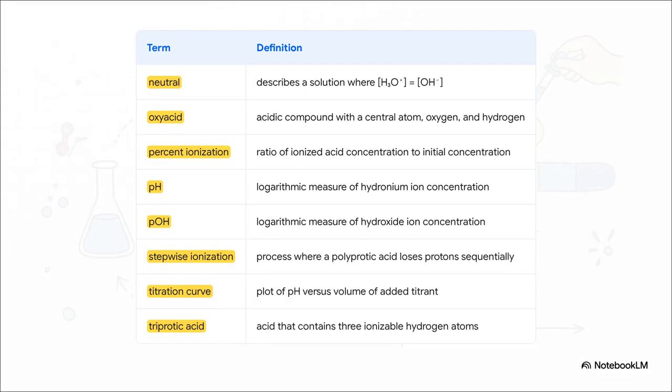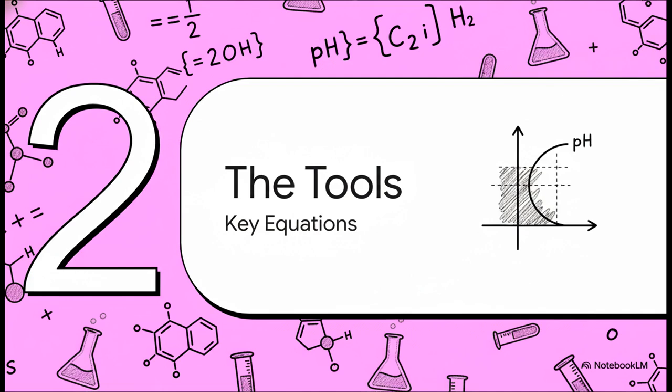And to wrap up our vocabulary, here are the terms we need for measurement and analysis. This is where we define those crucial scales, pH and pOH, and get the language for the hands-on lab stuff, like titrations. All right, language part, check.